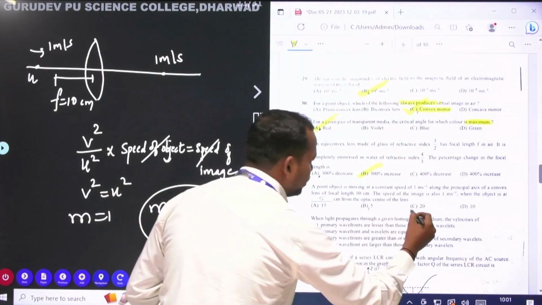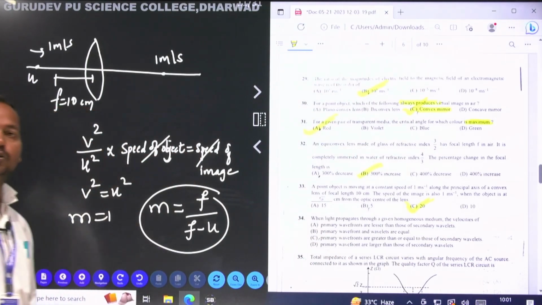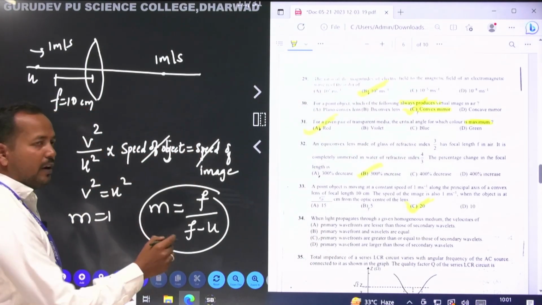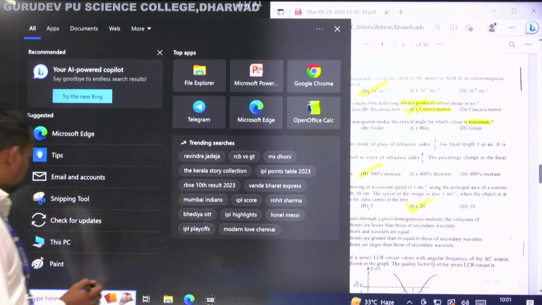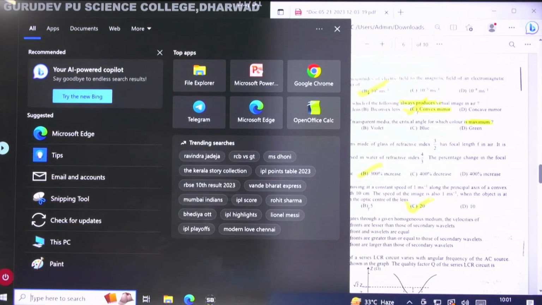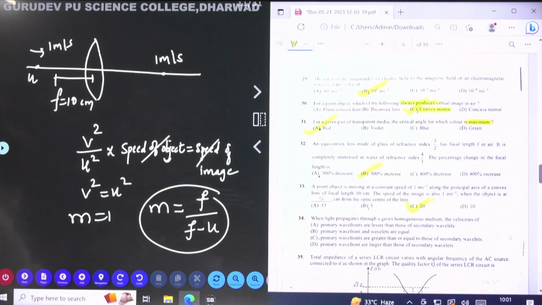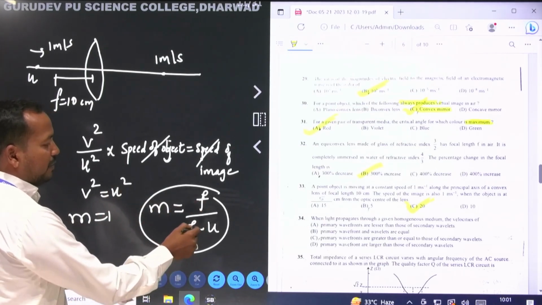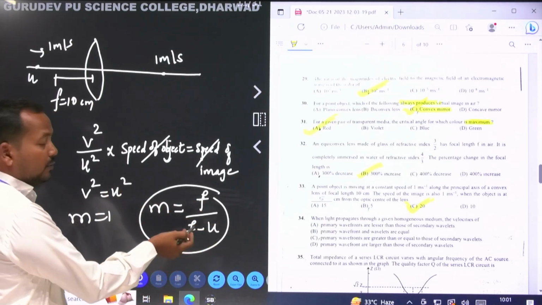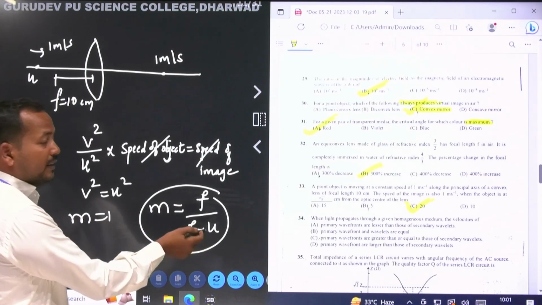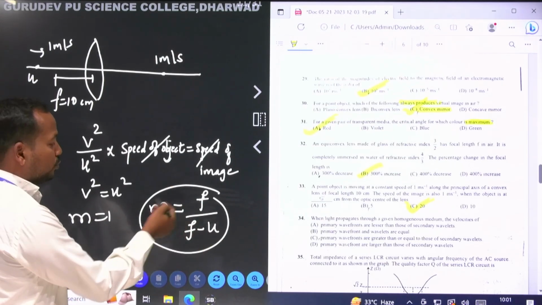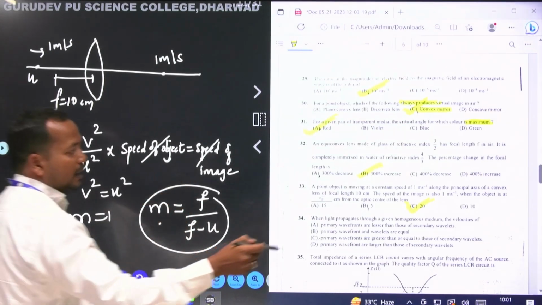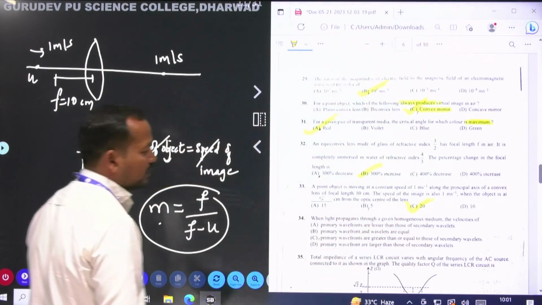If you substitute 20 here, then only magnification is 1. You can see here, magnification to be 1. This is 10 divided by 10 minus 20. That is the only possible value to get magnification as 1. Therefore, this is the answer for question 33.